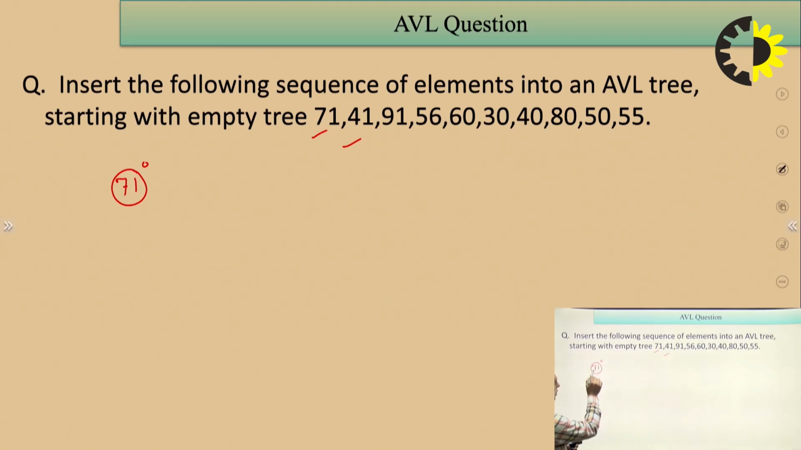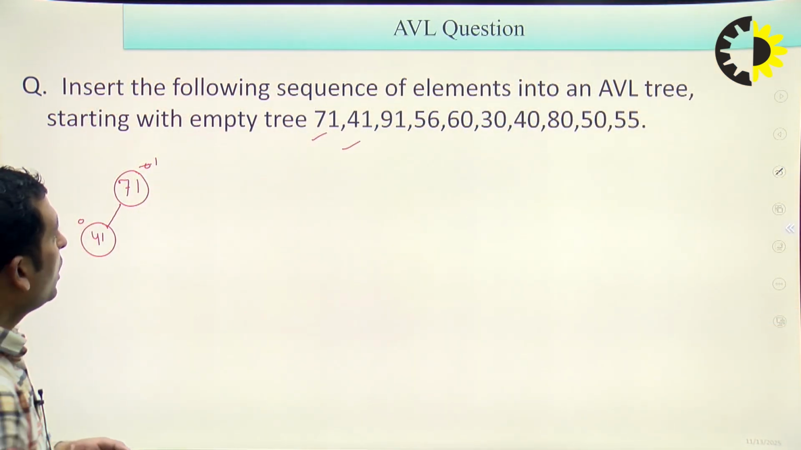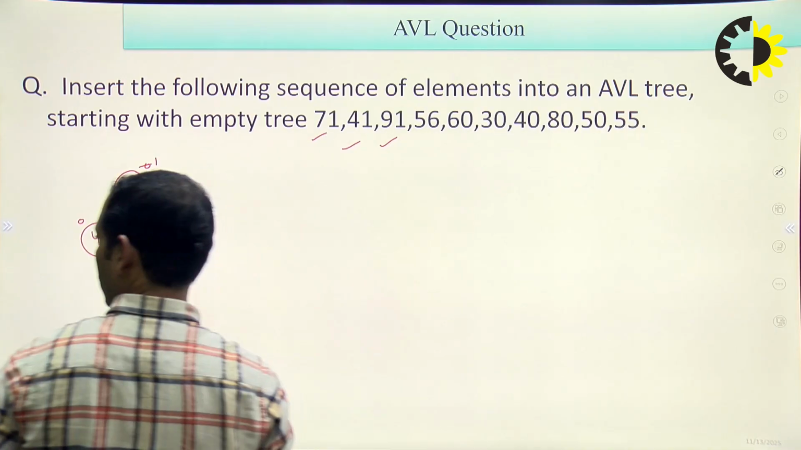Now 41 is less than 71, so the attachment will be in the left subtree. So this is the 41. After inserting 41, recalculate the balance factor. Is our tree balanced or not? Calculate the balance factor of this one. This is a leaf node, so 0. Now the parent of 41 is 71. So the left subtree height is 1, minus 0, that is 1. So our tree is balanced because the balance factor is in range 0 and 1. So accept it.